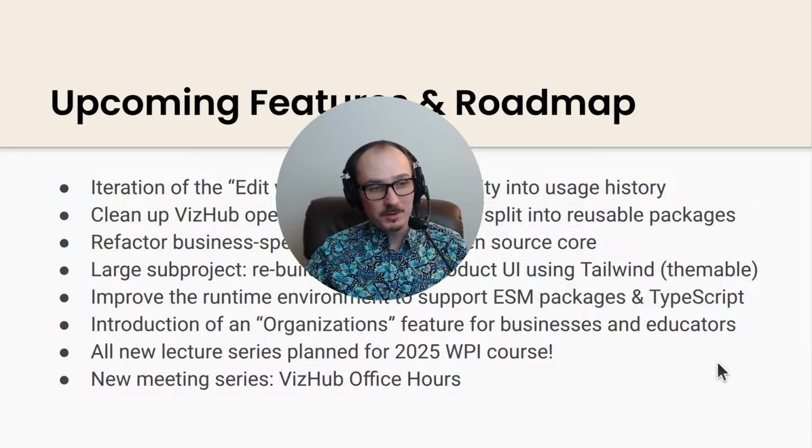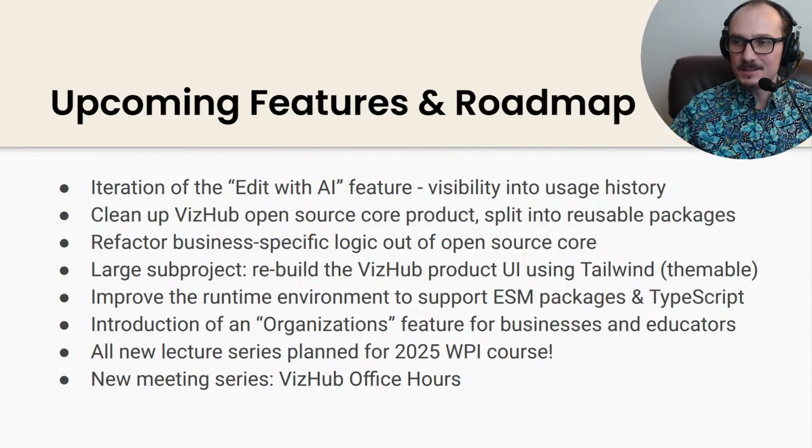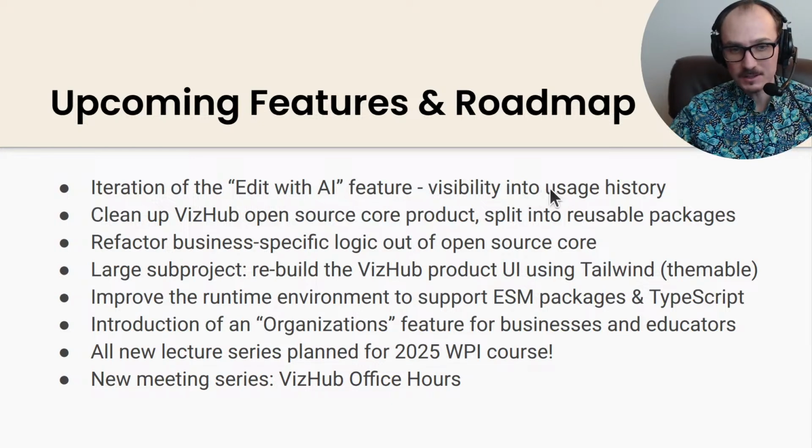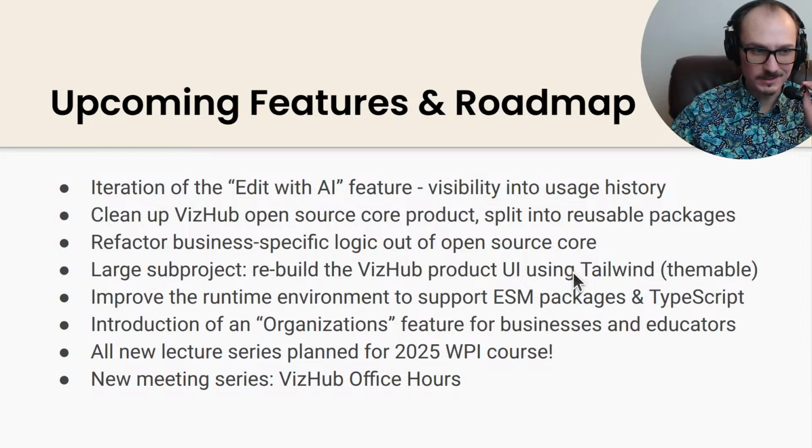So the upcoming features, just to give a sense of what I'm looking at for the future: the edit with AI feature, we're going to build that out. I just landed visibility into your AI usage history today. I want to clean it up as an open source product so people can use the open source piece and self-host it. Refactor the business specific logic out of the open source, like the Stripe stuff is still in there.